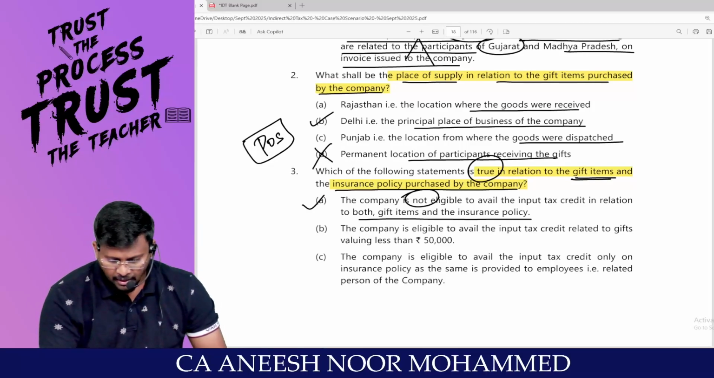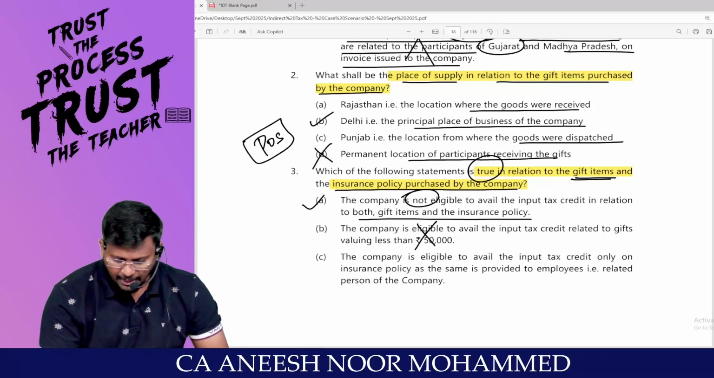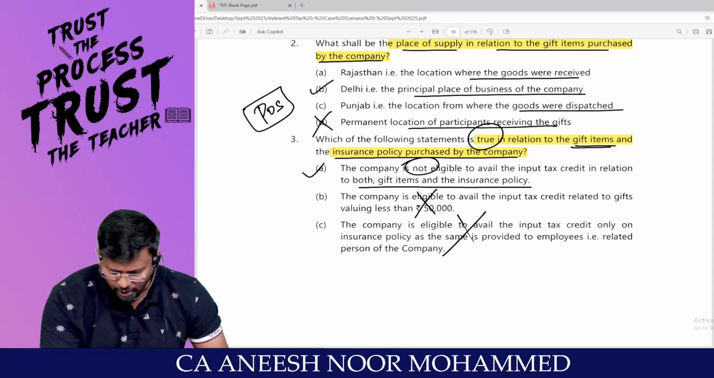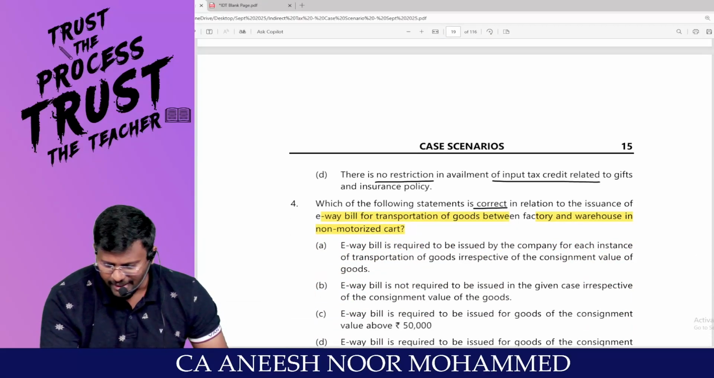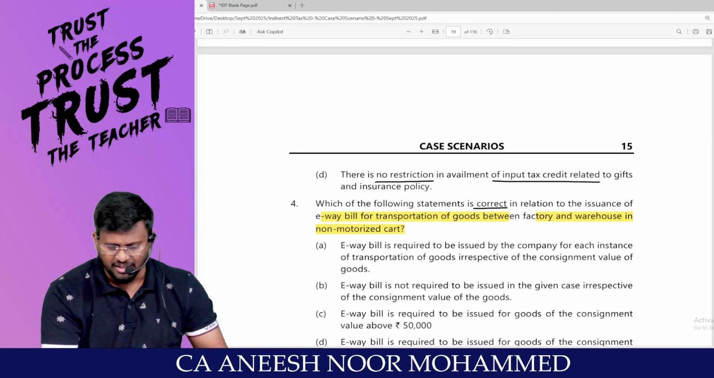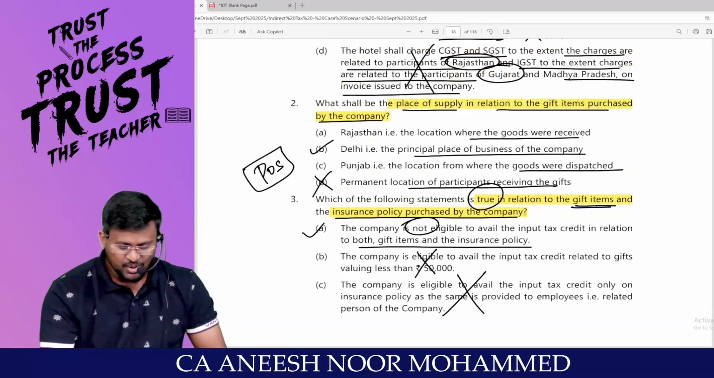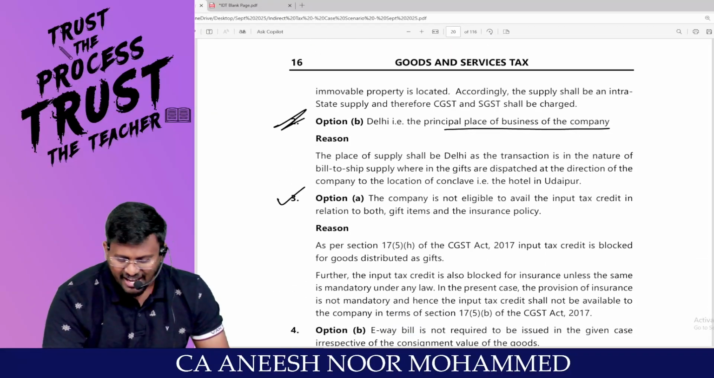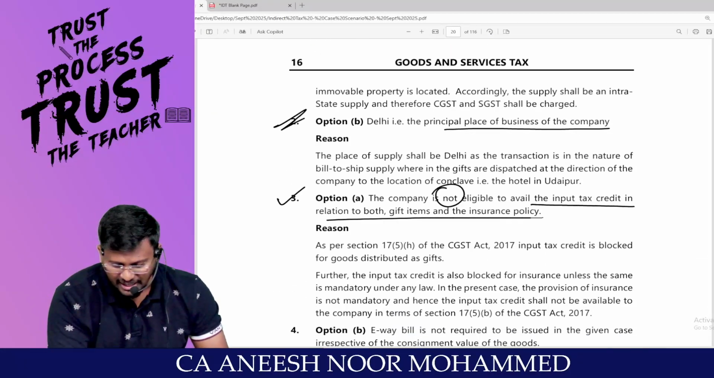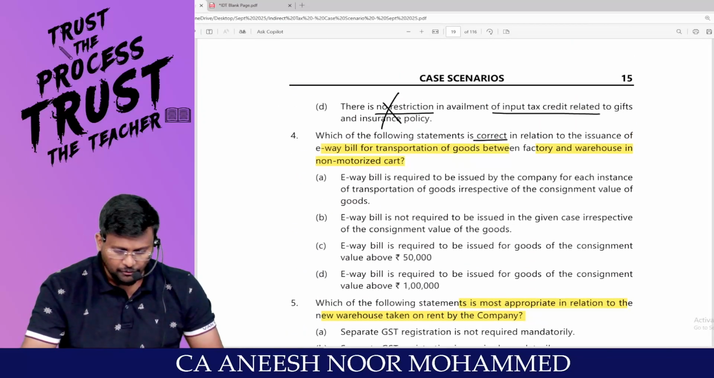Company is eligible to avail the ITC relating to gift. No, sir. Company is eligible to avail ITC only on insurance. No, sir. There is no restriction in availment of ITC relating to gift and insurance policy. Then for what purpose are we having blocked credit and all? So for the third one, option A should be the right answer. Option A, company is not eligible to avail the ITC. Are you all really with me? Yes, sir. I'm moving into the fourth one.